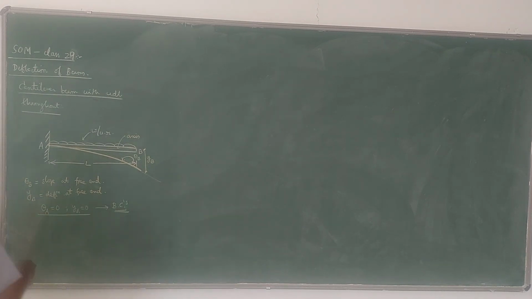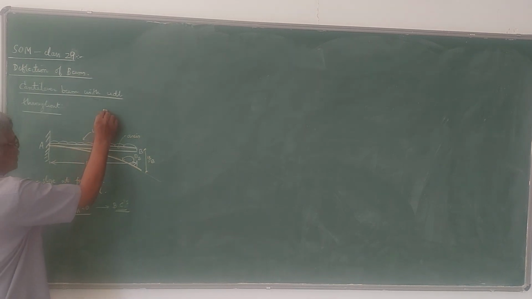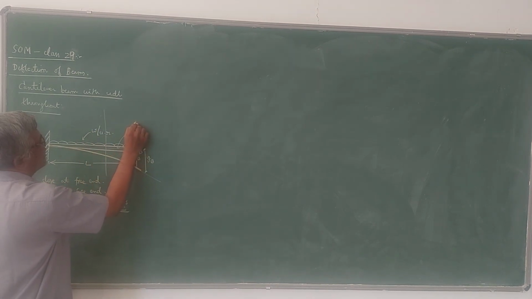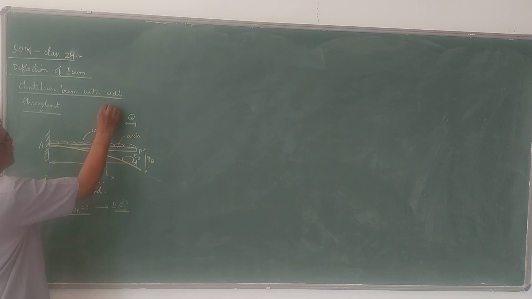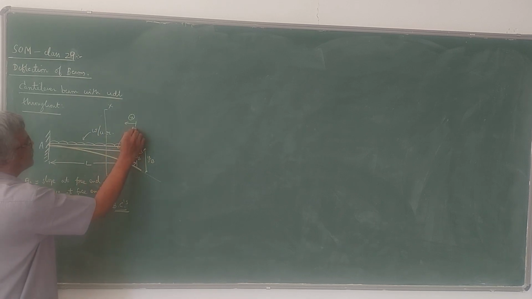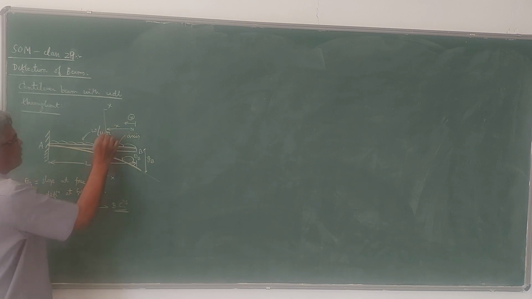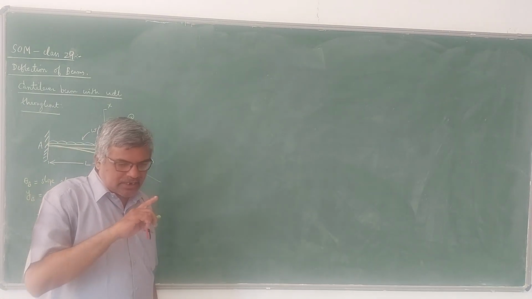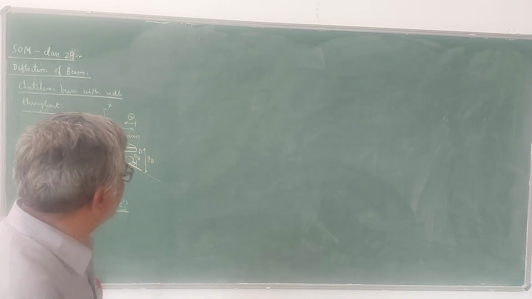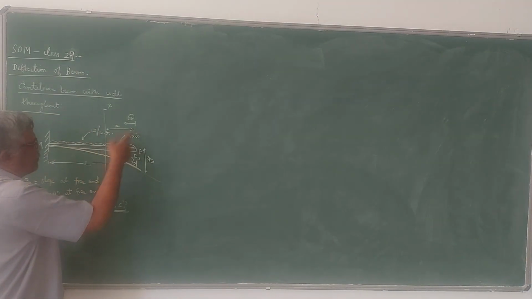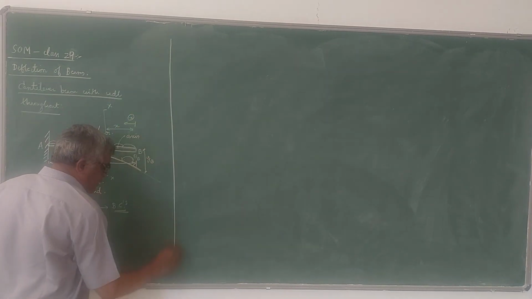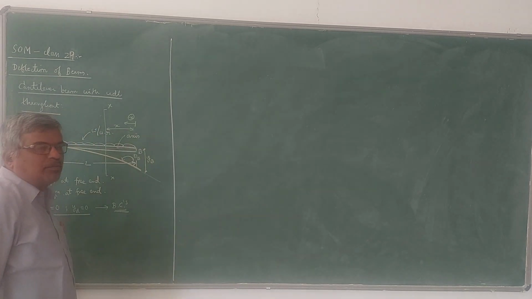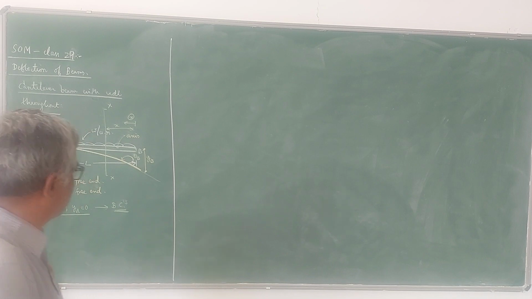Another thing is, here the distance x is measured from the free end. That is the usual procedure in the case of a cantilever beam. Please note, I will consider a section XX at a distance x from the free end. Whereas in the case of a simply supported beam, the distance x is measured from the left support, if you remember. Now the procedure is, first we have to write the moment equation, then integrate it to get the slope equation, then integrate to get the deflection equation.